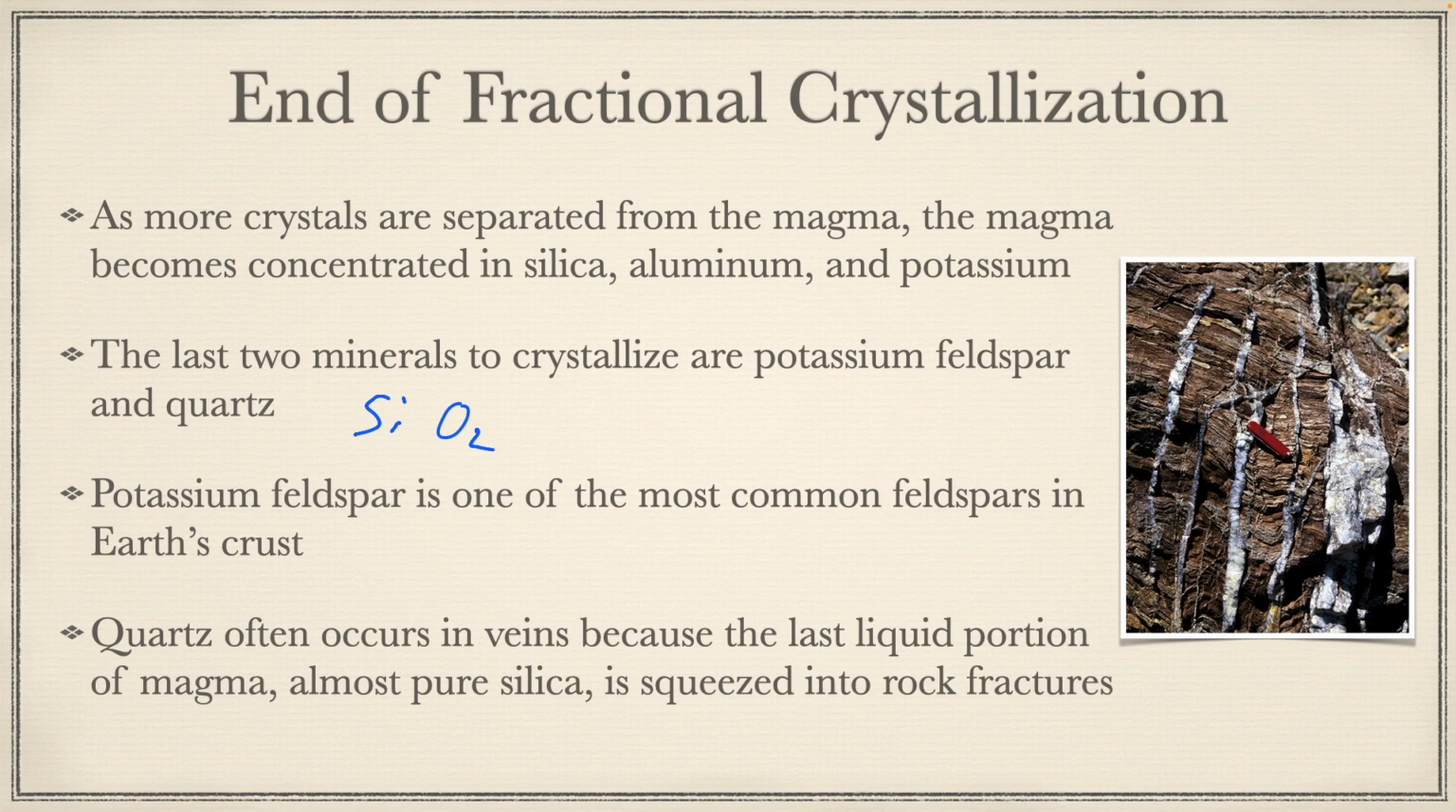Quartz often occurs in veins because the last liquid portion of the magma is almost pure silica, and maybe some other elements like gold and silver and some elements that don't get worked into a lot of minerals. But this pure silica is basically squeezed into cracks and fractures in the rock, and you end up with these veins of quartz like we have over here. So these are quartz veins. A lot of times you will find deposits of gold and silver and things like that in these quartz veins, because those are native elements that don't really get incorporated into other minerals.